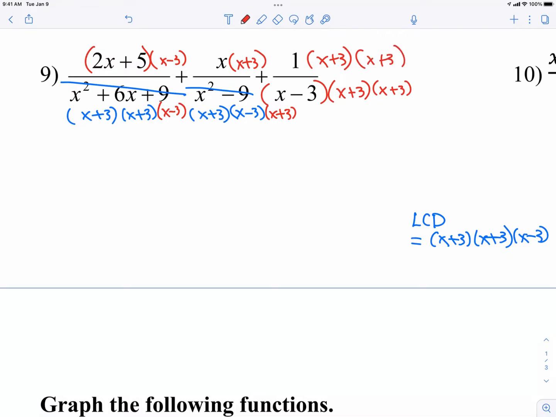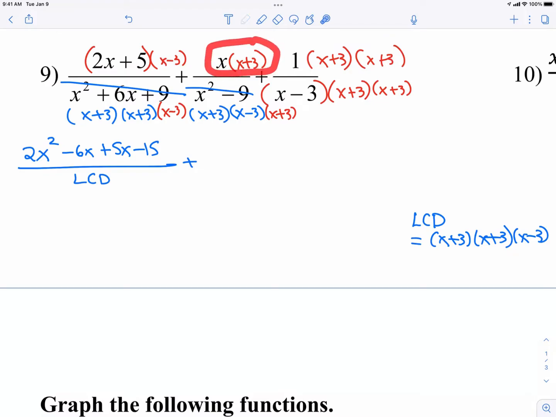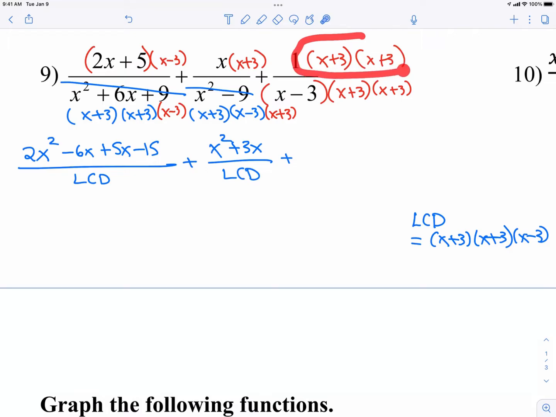All right, let's go ahead and distribute this numerator together. And that's going to give us 2x squared minus 6x plus 5x minus 15. And that's going to be over our LCD. Let's distribute this numerator together. And we'll get x squared plus 3x. And that's over the LCD. And let's distribute all of this together. And that's going to give us x squared plus 6x plus 9. And that's over our LCD.